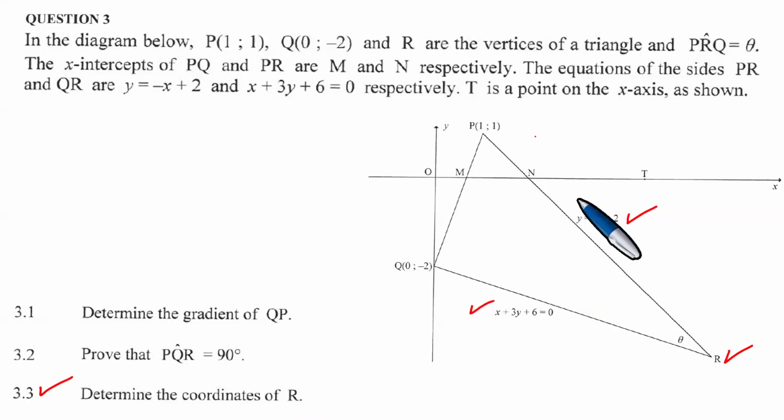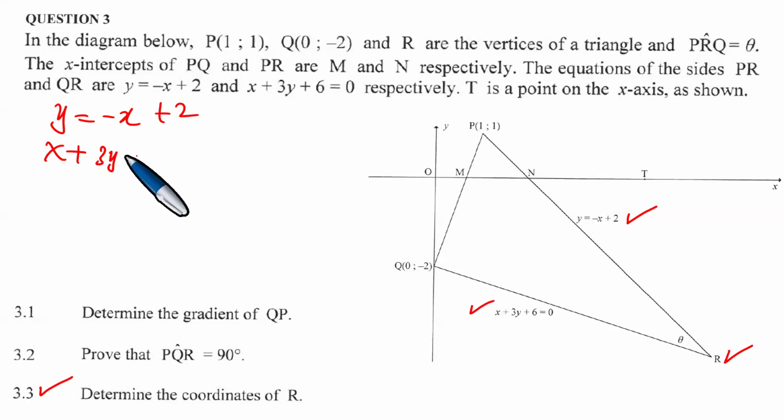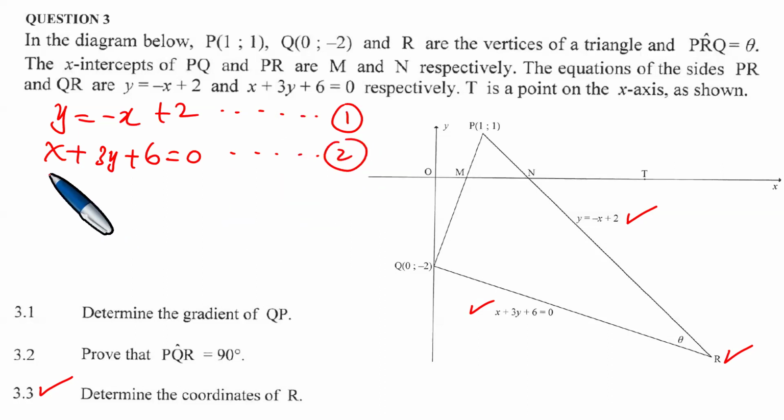Two lines intersect at a point. We know the equations and we can solve them simultaneously. We proceed as follows. We have y equals minus x plus 2 here. The next equation is x plus 3y plus 6 equals 0. Okay, these are the two equations. I've just written them down. We're going to go back to grade 10 and use the substitution method. We can also use elimination.